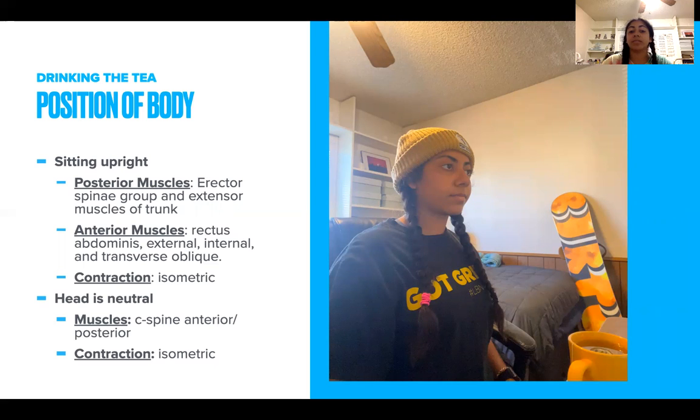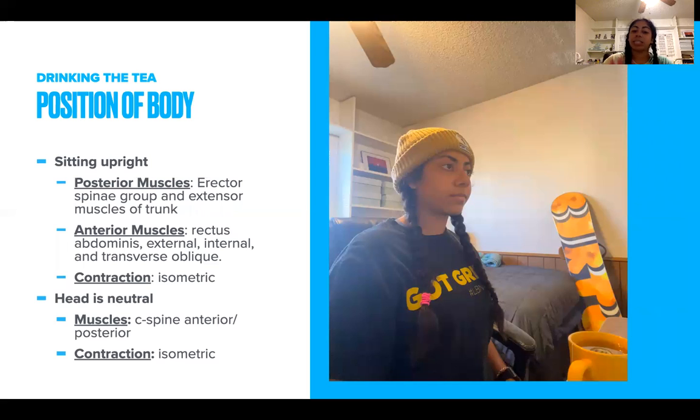The posterior muscles include the erector spinae group, the transversospinalis group, and the interspinalis, whereas the anterior muscles consist of the rectus abdominis, the external oblique, internal oblique, and the transversus abdominis. This would be seen as an isometric contraction.